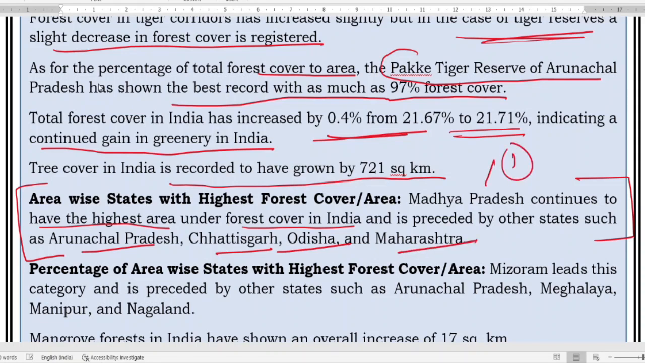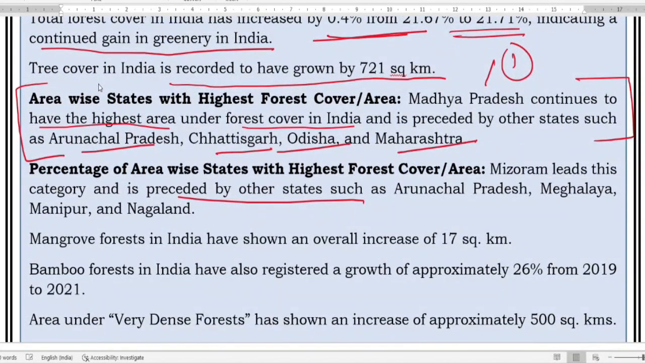So Madhya Pradesh is number 1, and the others follow. Mizoram leads this category, followed by other states. So this is in the northeast, in percentage of area-wise states with highest forest cover. See, all the points are important.